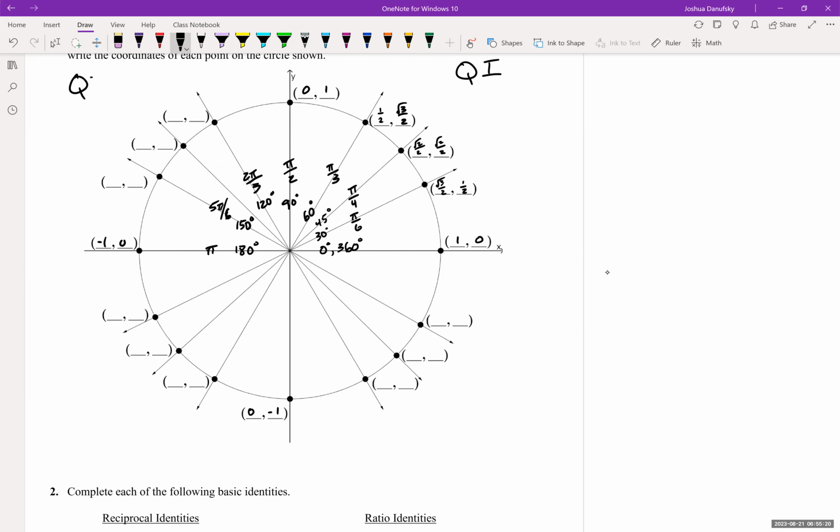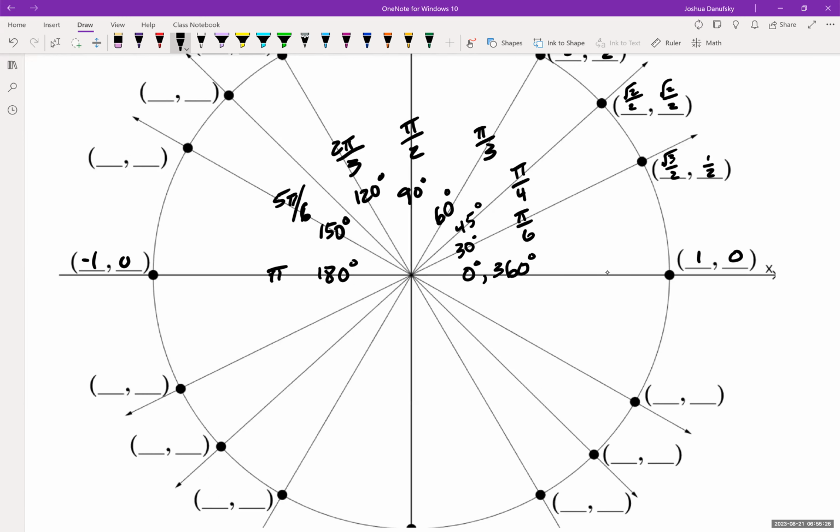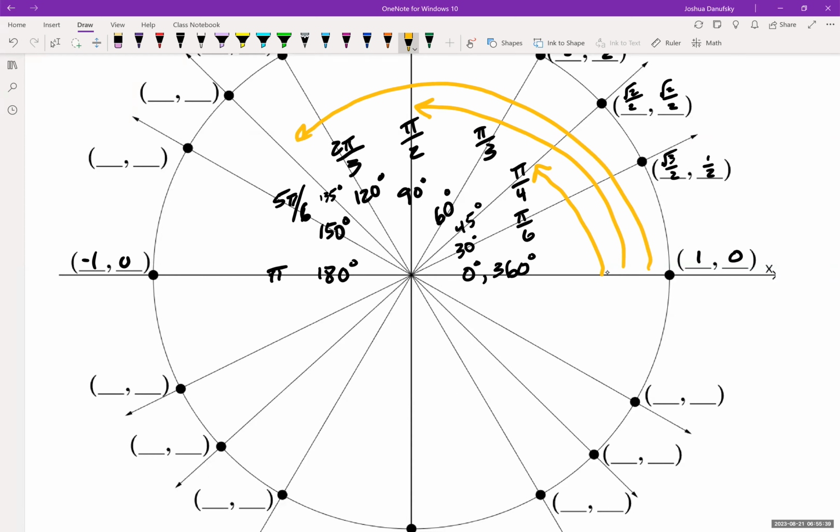So here's quadrant 2. The one we're missing is 135 degrees. I wonder if I can squeeze that in there, 135 degrees. And that's a matter of counting pi's over 4. So here I have 1 pi over 4, here I have 2 pi's over 4, and here I'll have 3 pi's over 4. So 3 pi over 4.